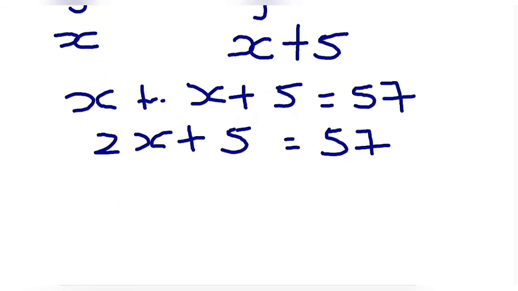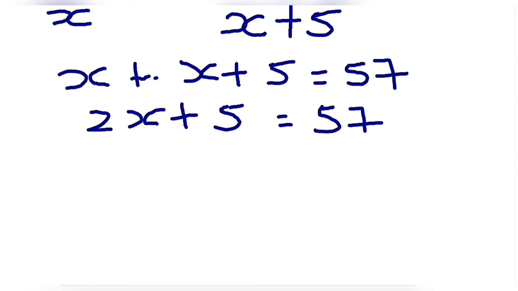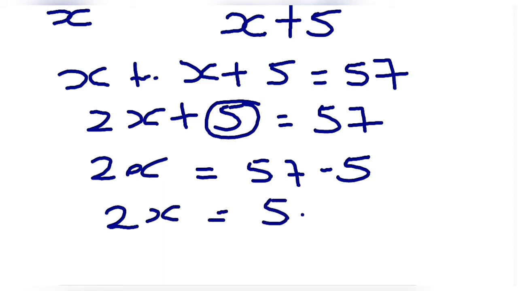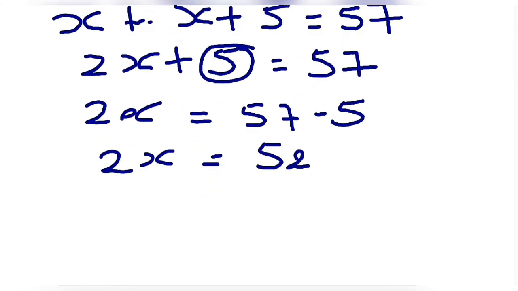We shall make 5 cross the equal sign. Because it is positive, it will become negative. This 5 here is positive, so it will become a negative. We shall have 2X equals 57 minus 5. This will give us 2X equals 52, because 57 minus 5 is the same as 52. To leave X alone, we shall divide both sides by 2. And 2 divided by 2 is 1.